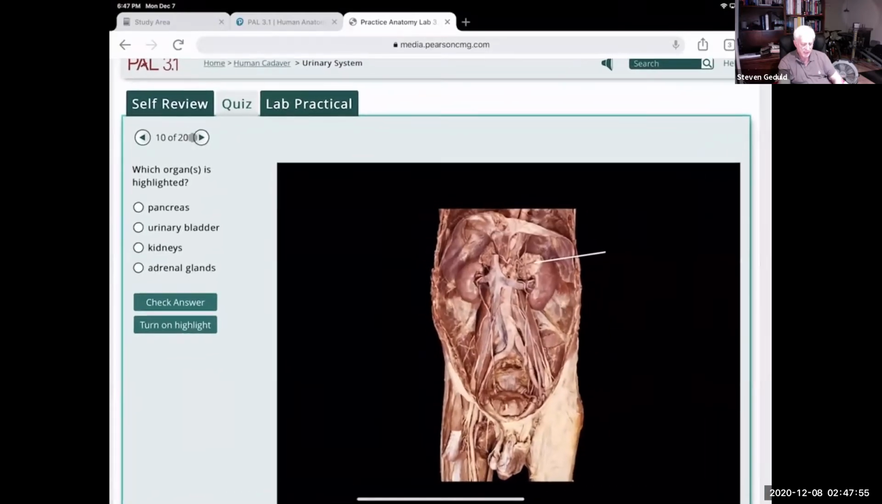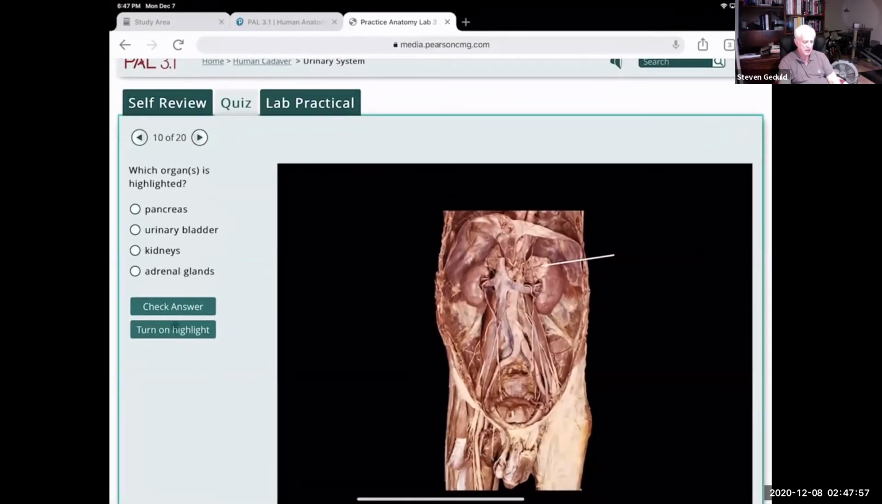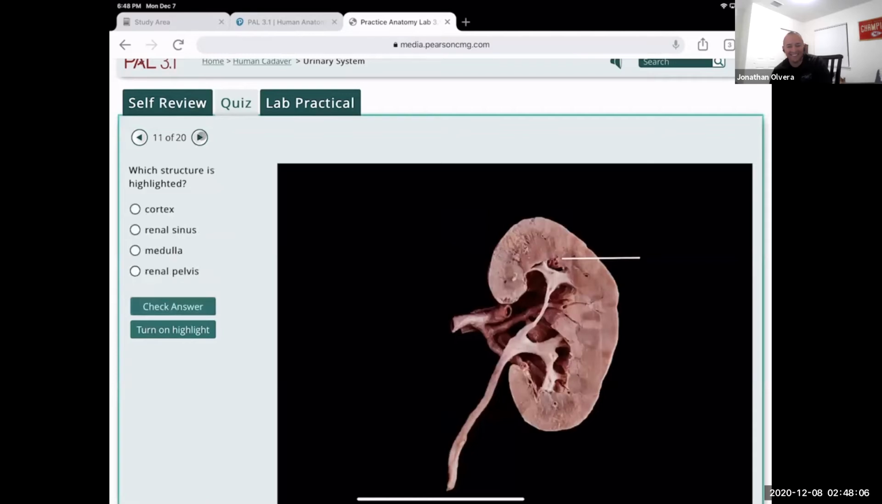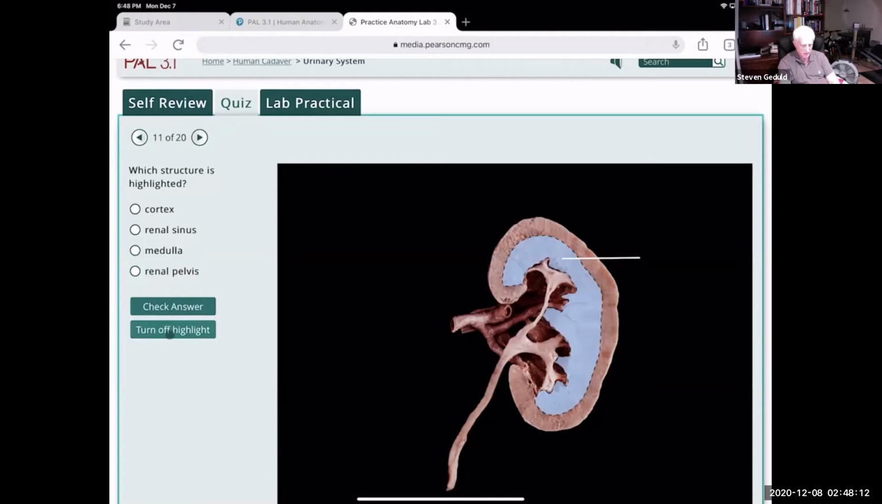All right. And what sits on top of the kidney? Adrenal glands, or suprarenal glands. All right. And what structure is highlighted? Let me see what's actually being highlighted here. Oh, okay, the whole thing. Let's try and figure this area. What would the inner part of the kidney be called? Medulla. Yep, perfect. Medulla.